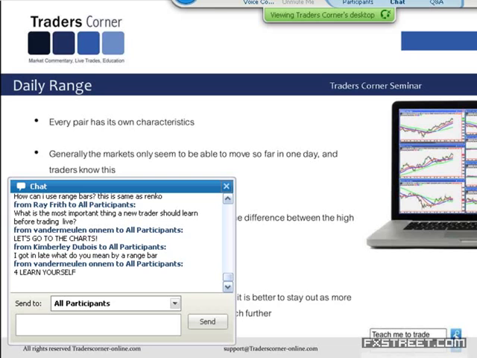Kimberly, a range bar is a bar that's based purely on price and nothing else. Are there any other questions, guys?